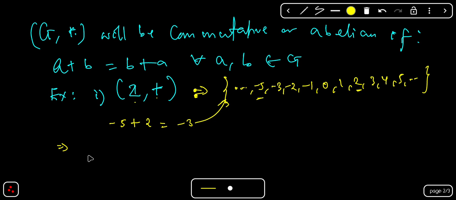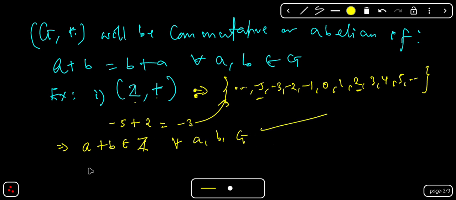Or you can say, take two arbitrary elements in Z, a and b. Then a plus b will be closed, because if you take two integers and add them together, the answer will be an integer. So a plus b is in Z. Therefore, the closure property holds for all a, b in G.